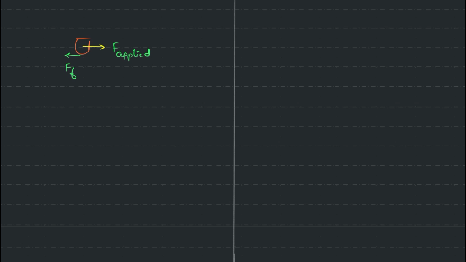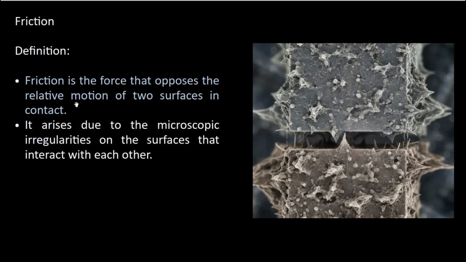So the word relative motion, where is it? This is the key, relative motion. Friction only exists when there is an attempt to move one surface relative to the other. Only if you try to move something, then the friction starts acting. If not, friction will be zero. If two objects are moving together at the same speed, for example, then there's no relative motion, and so there's no friction.